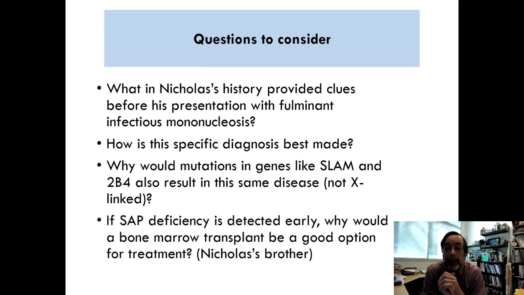If you detect it early, like with Nicholas's little brother, why would a bone marrow transplant be a good option for treatment? They don't tell you if the bone marrow transplant saved Nicholas's brother, but there's a good possibility that if they found a good match and if the transplant took and if it produced good cells, that it actually could fix this problem. Why would replacing the bone marrow specifically address this particular problem?